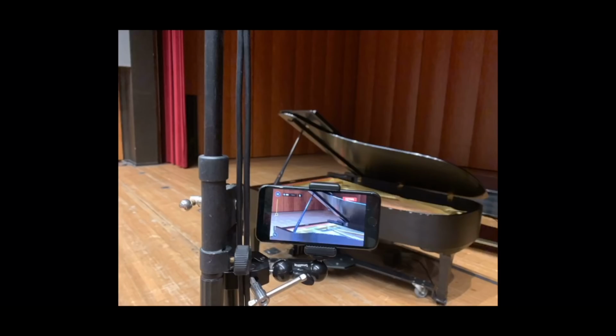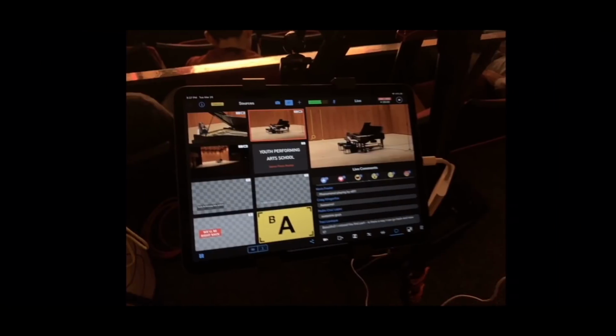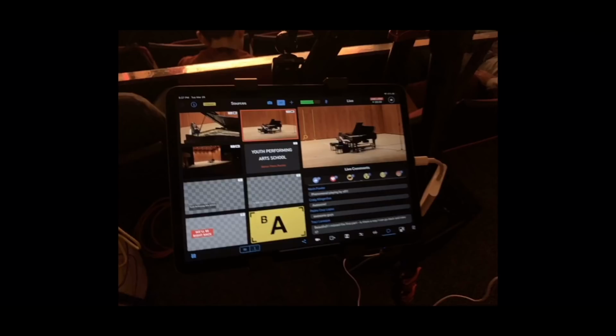So here's just a picture of the one angle that's right there on the piano. There it is. So there's one camera just right on the piano. I just zoomed in from there, you can see. And then here is the iPad Pro right there, just in the very back of the room. Just 3 angles, and I had like 2 or 3 graphics.